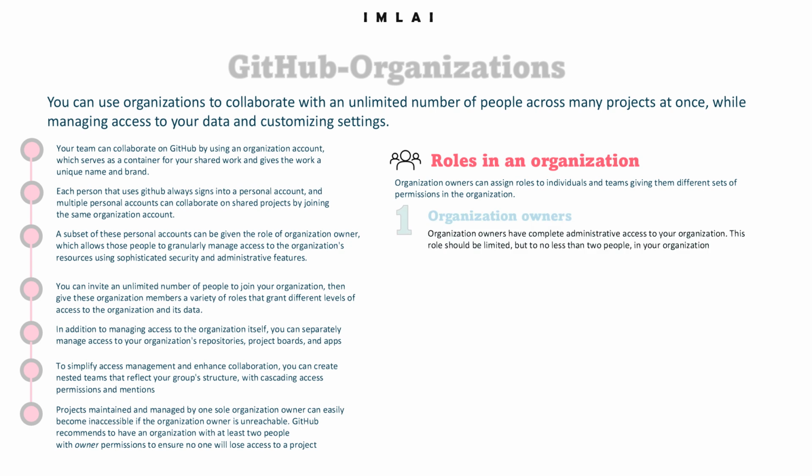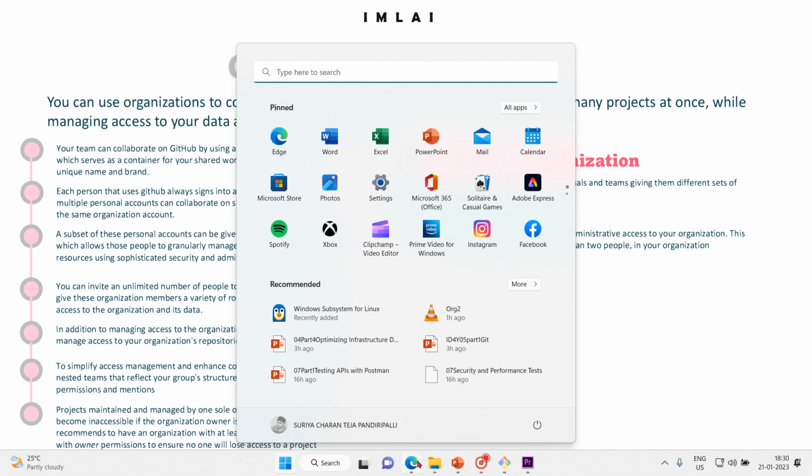Let's begin with organization owners. Organization owners have complete administrative access to your organization. This role should be limited, but to no less than two people. Let's look into this organization owner role.